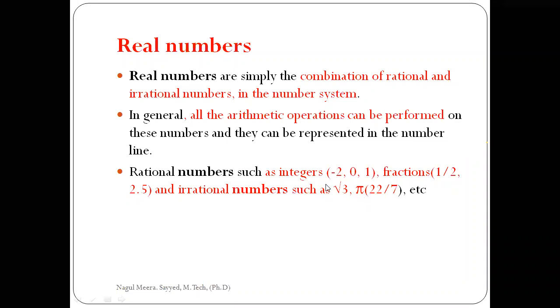So what is the meaning of real numbers? Real numbers are nothing but the combination of integers, fractions, and irrational numbers. All these numbers together are called real numbers. In the computer system, we can use these types of irrational numbers, and we can perform all the arithmetical operations on them like integers.